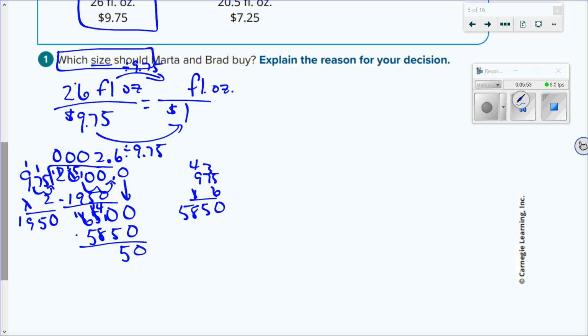We get 650. Anybody notice something? Is that repetition? Yeah, it's repeating. So I can now just put a bar over this. So this is going to give us about 2.6 fluid ounces repeating. Everybody tracking so far? Who's not? Which part aren't you getting, Lucas?